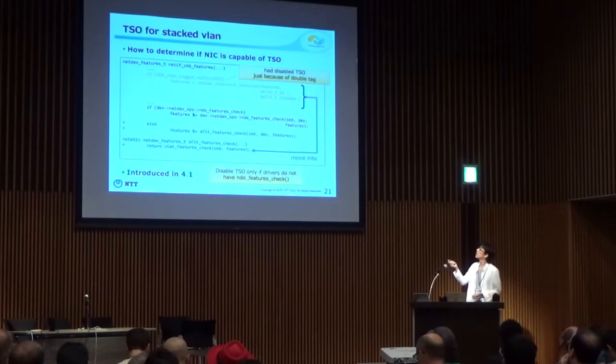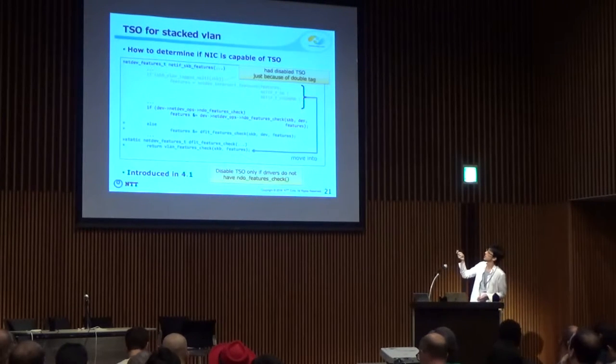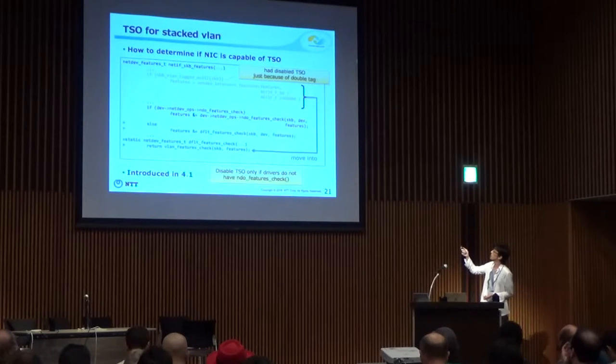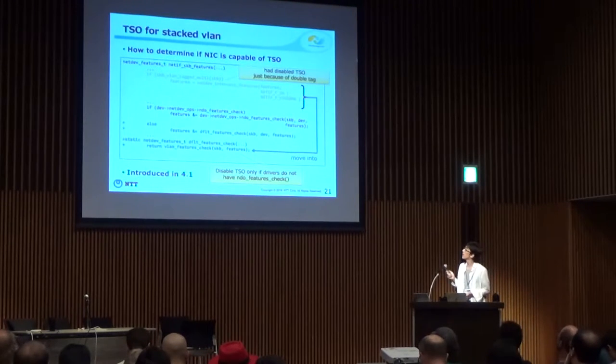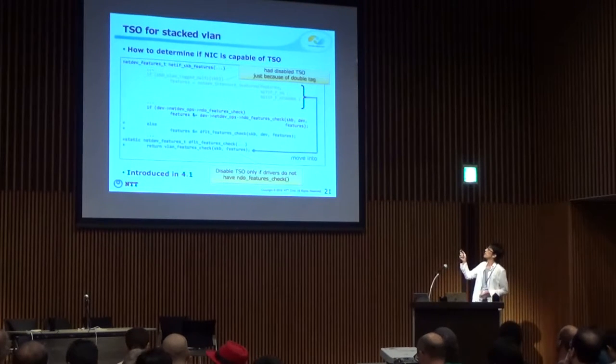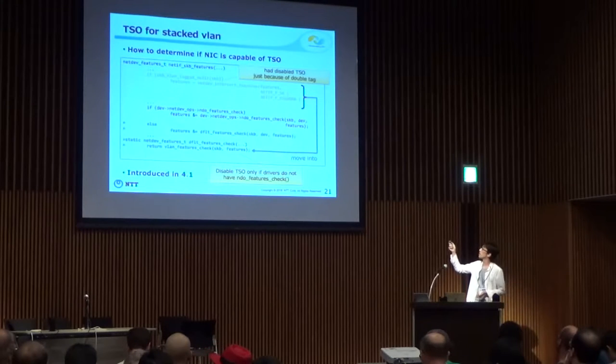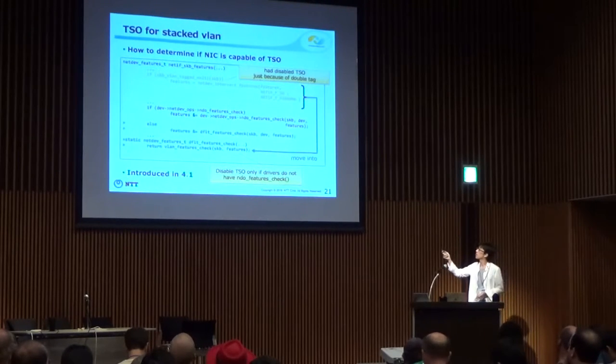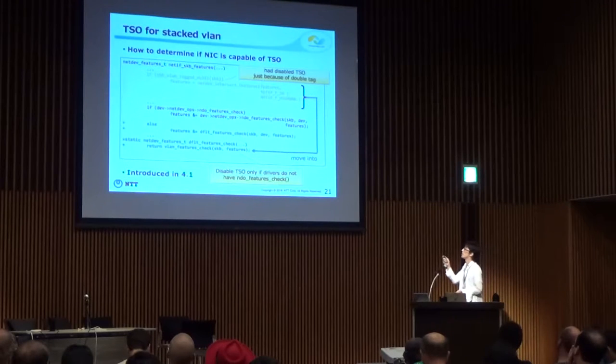So this is how to determine if the NIC is capable of TSO in the kernel. The function name is native SKB features. In this function, it always disables TSO if the packet is tagged with two or more tags. So I moved it into a newly created default feature check function. And if the device has an NDO feature check callback, then this check will be skipped and GSO will be skipped.